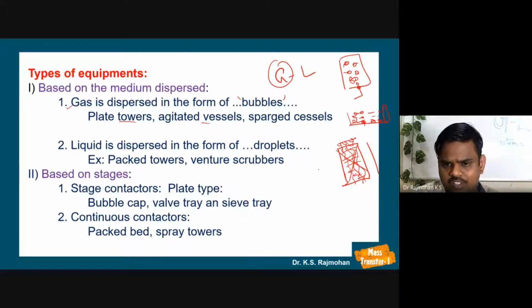Or if you say venturi scrubber kind of thing, what will happen is we will be spraying the liquid here. So the liquid is being introduced in the form of droplets. Okay, so that is a liquid dispersed system. So that is droplets. When you spray, like what is happening in our bathroom showers, we are introducing liquid droplets, right? So that can be done.